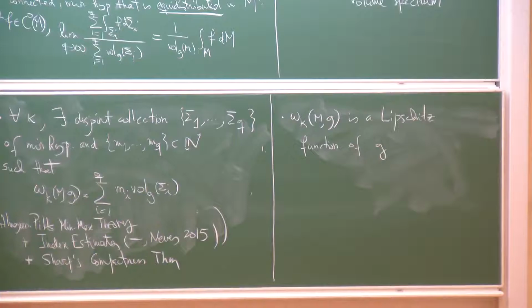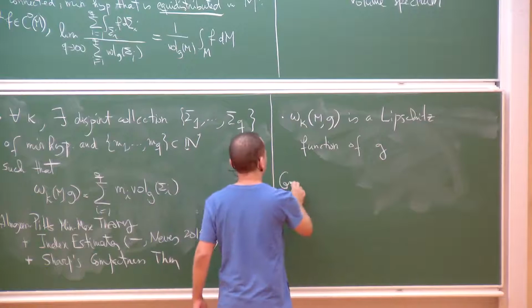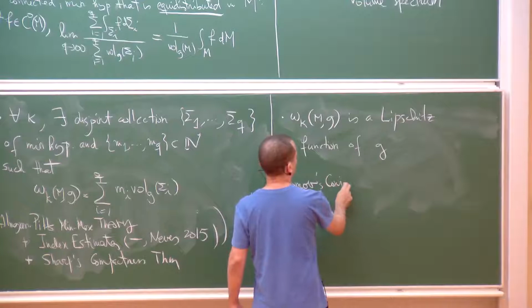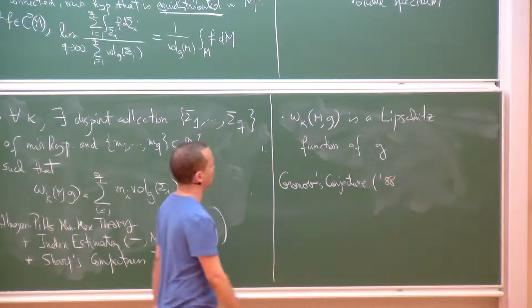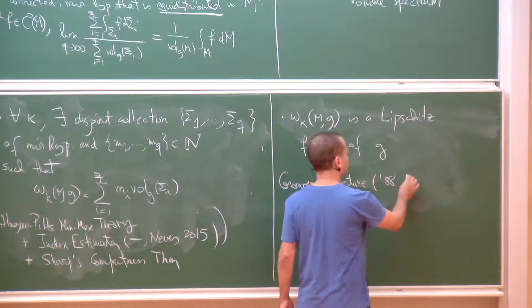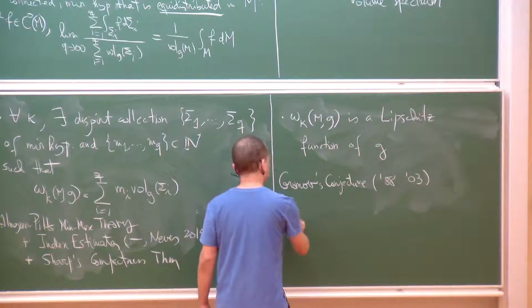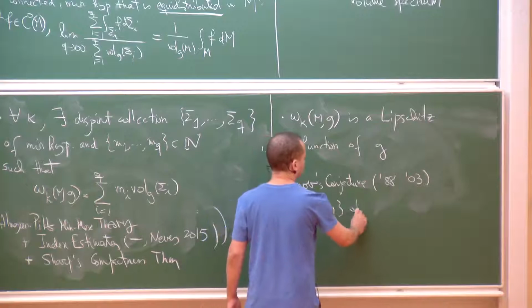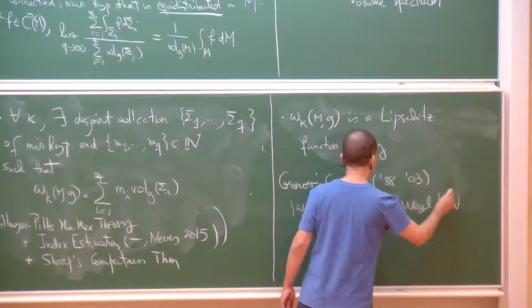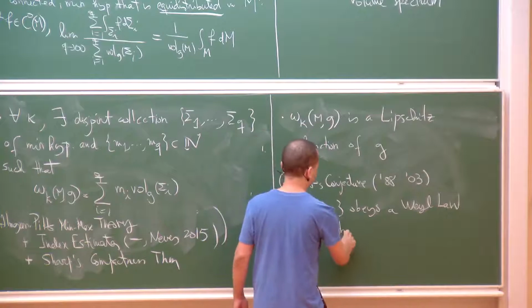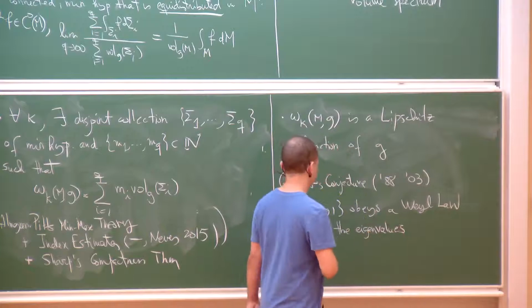So Gromov, he conjectured that. He wrote his first paper in 1988, where he's already talking about Weyl laws in connection with the problem, but the conjecture explicitly appeared in 2013: that the volume spectrum obeys a Weyl law, just like the eigenvalues of the Laplacian. So this was the conjecture.